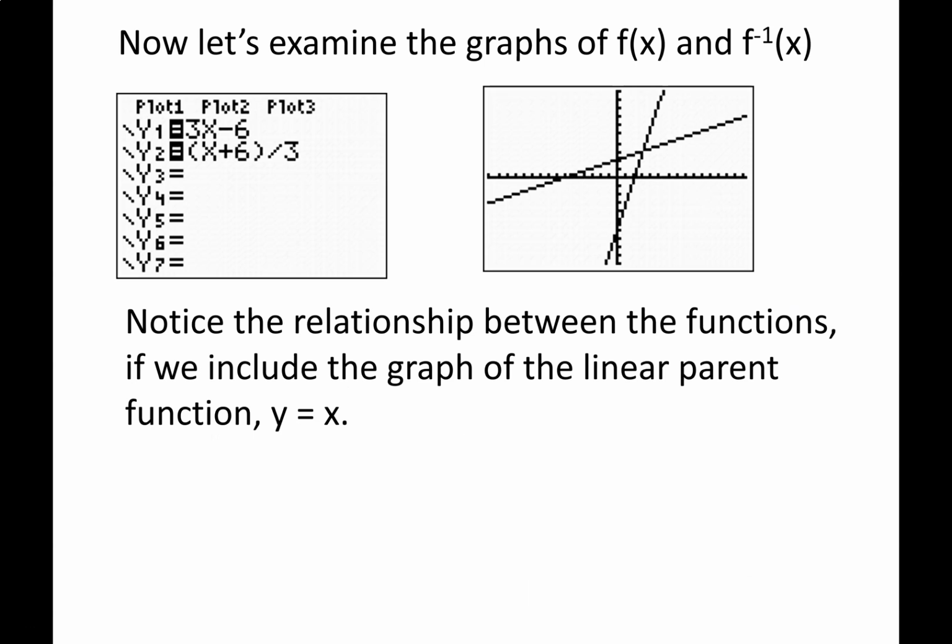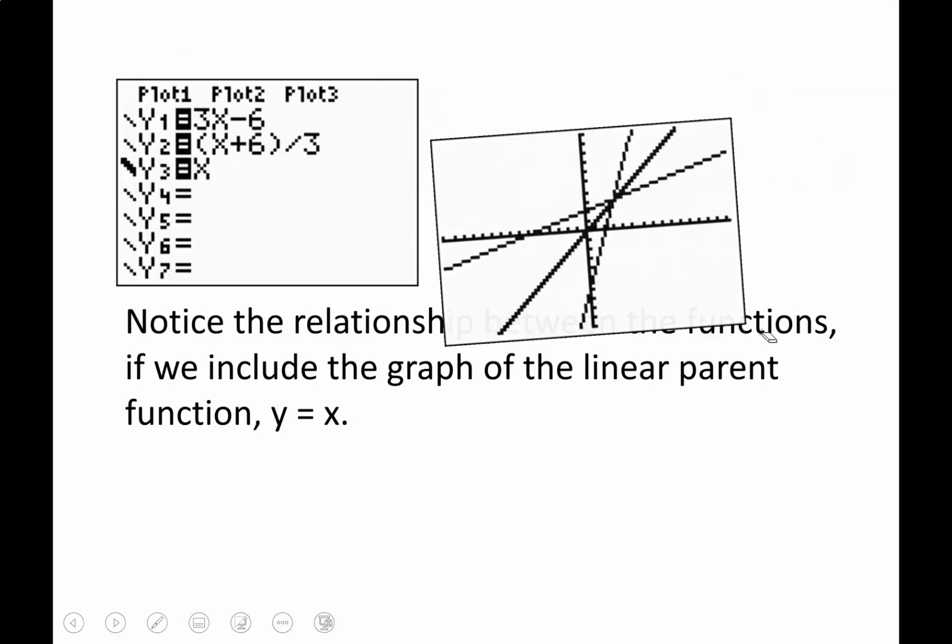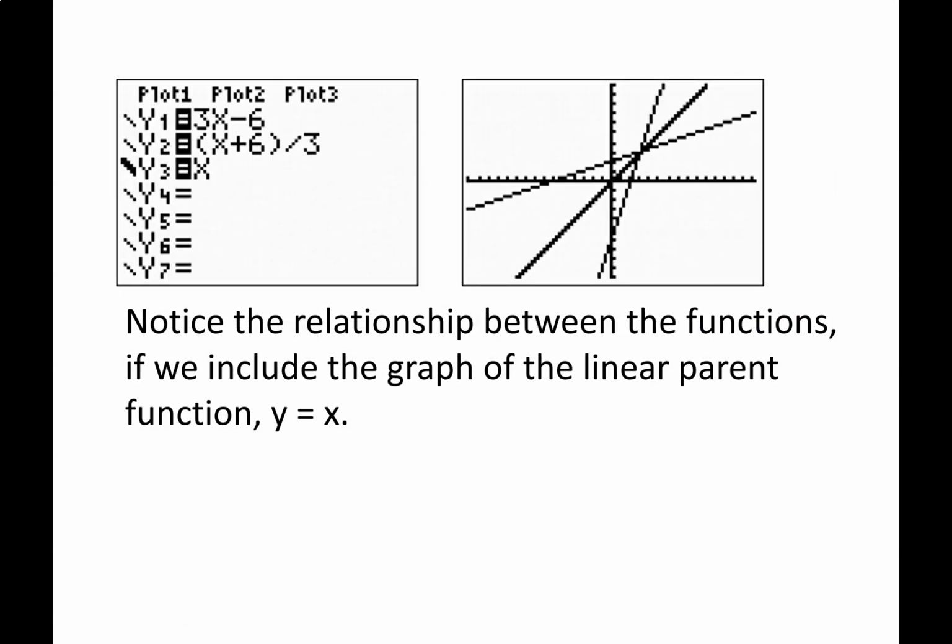So I want to add in the parent function y equals x. Remember, passes through (0, 0), slope of 1, that guy. Let's add that into the mix here. And what do you see now? Well, hopefully you see that the line y equals x goes right down the middle between those two. For instance, here is your f of x. Here is your f inverse of x. It's not so much that it intersects them, it's that it does this.